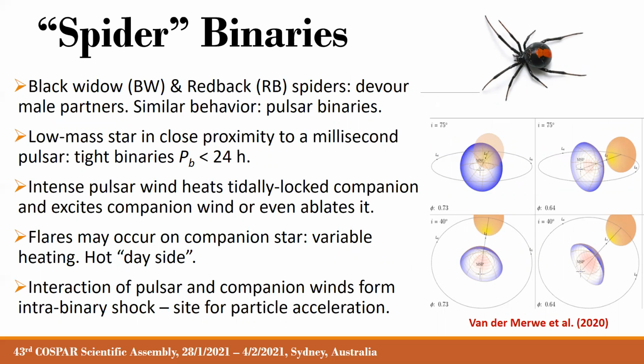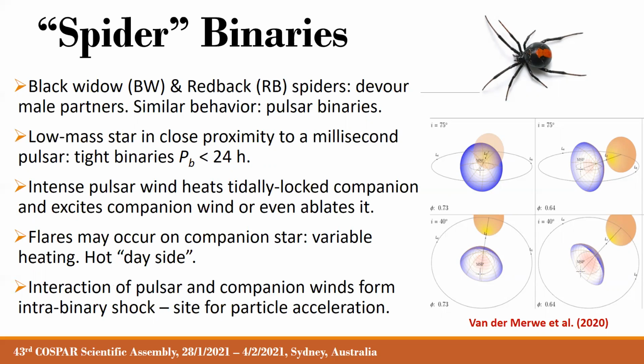Now let me touch on spider binaries. These are black widows and redbacks and other types of a pulsar and the companion in close proximity with very tight orbital periods of less than 1 day. The pulsar has an intense wind and it heats the tidally locked companion and excites a wind from the companion or even ablates the companion.